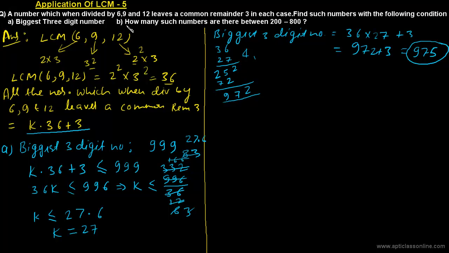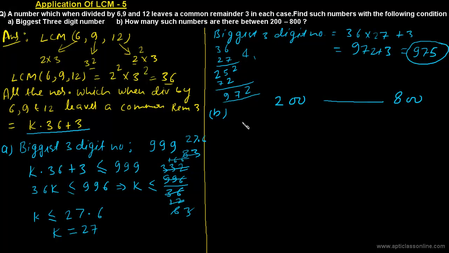So now let's take the next question B. How many such numbers are there between 200 to 800? So we are basically trying to find out how many values of k will satisfy this. That means how many values of k are possible for which these particular numbers lie between 200 to 800.